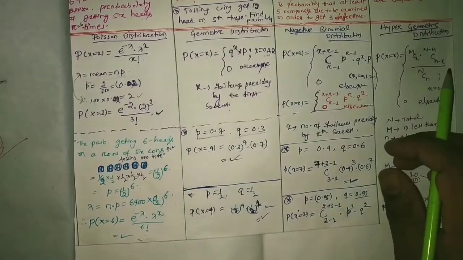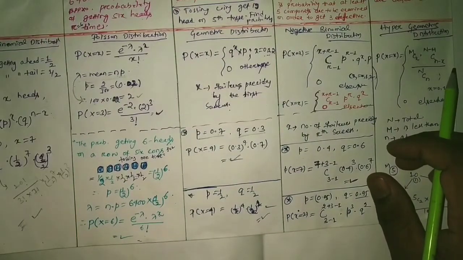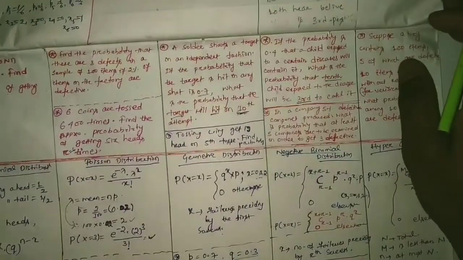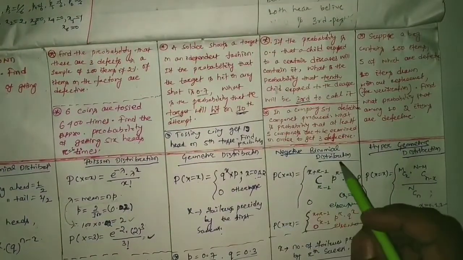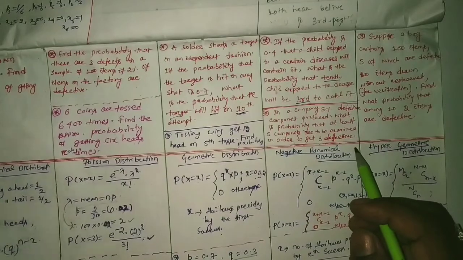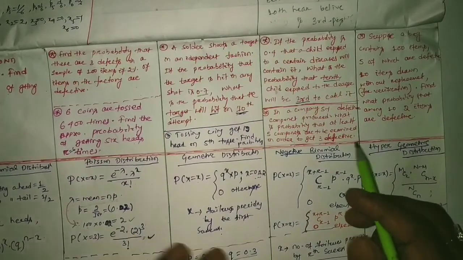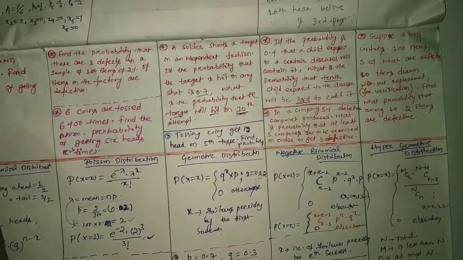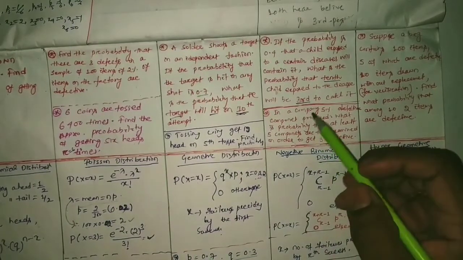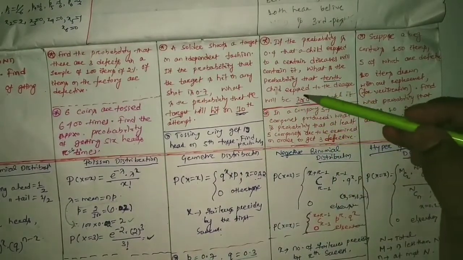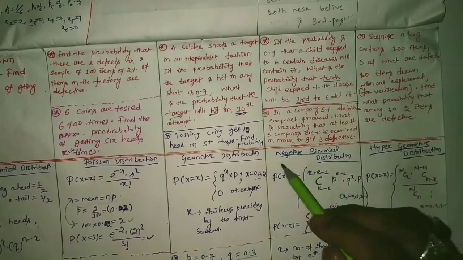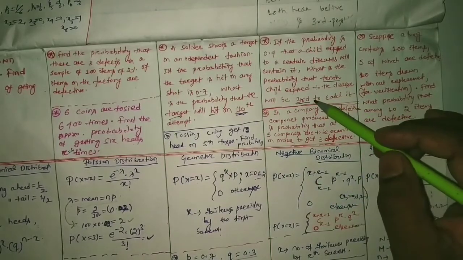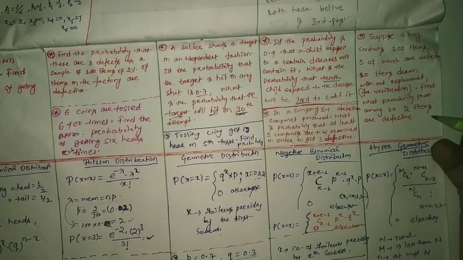Okay, now we are going to go for another distribution, that is the negative binomial distribution. Here you can see there is a link between negative binomial and geometric distribution. How it is, you have to watch carefully. First of all I am reading the question. Here are 2 questions for negative binomial distribution. You just watch, then we are going to solve this.